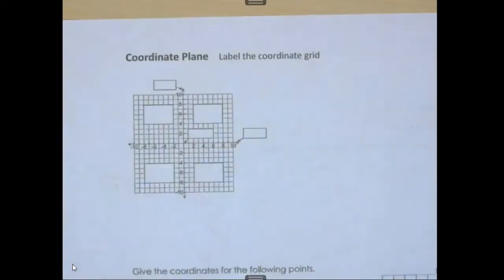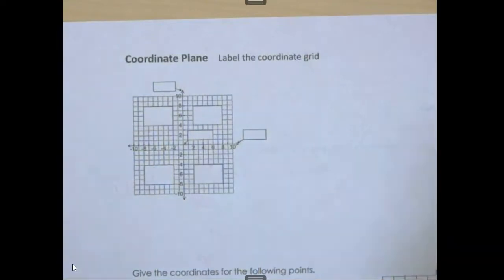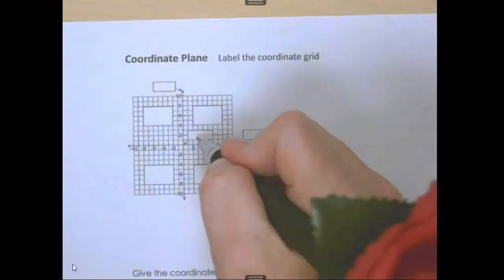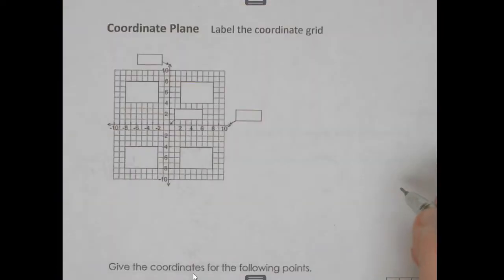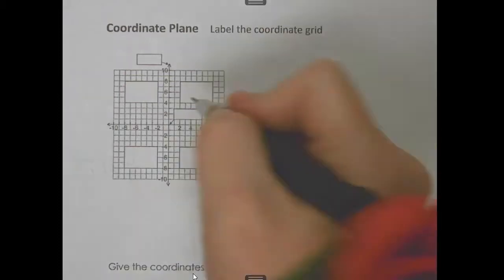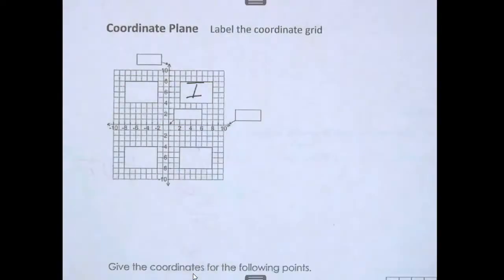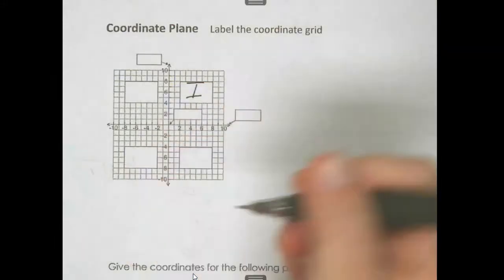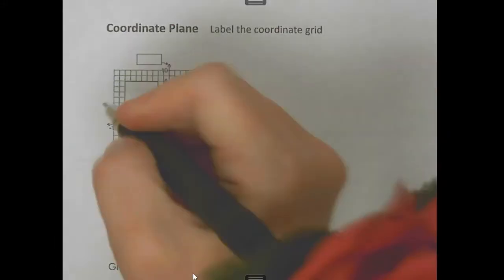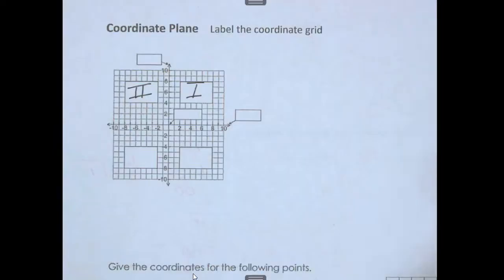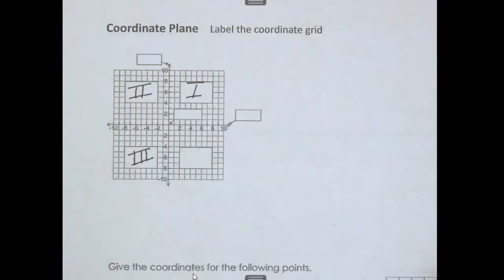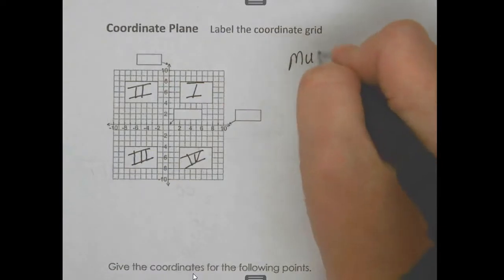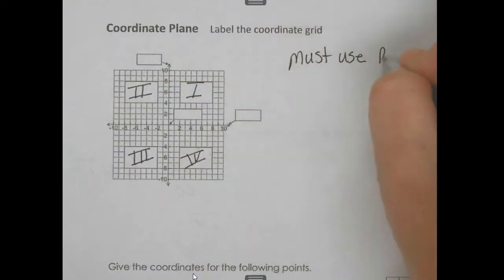So we're going to label this. Let's first lay the... So first, let's label our quadrants. Quadrant 1. Which way do I go now to label quadrant 2? Very good. I see you pointing. And then quadrant 3. Quadrant 4. You must use Roman numerals.